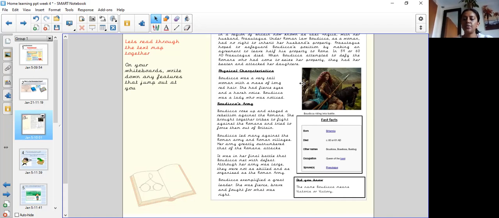There's a box of fast facts and did you know? And there's also a picture of Boudicca and a caption underneath, Boudicca riding into battle. So let's have a think. You might want to pause the video for a few seconds, maybe 10 seconds or 20 seconds, and write down on your whiteboard any features that you can see first before I reveal them to you. So what features can you see in this non-chronological report?